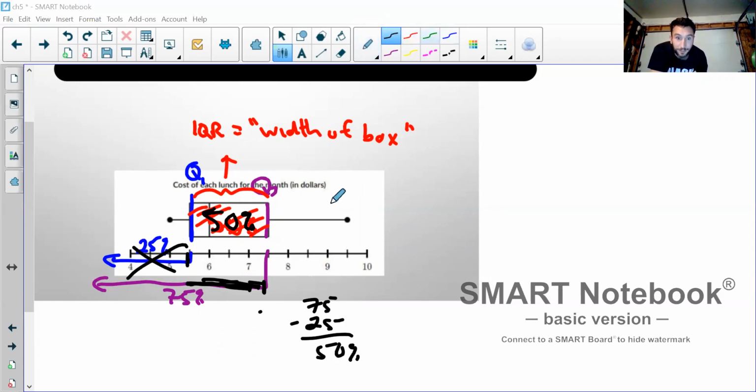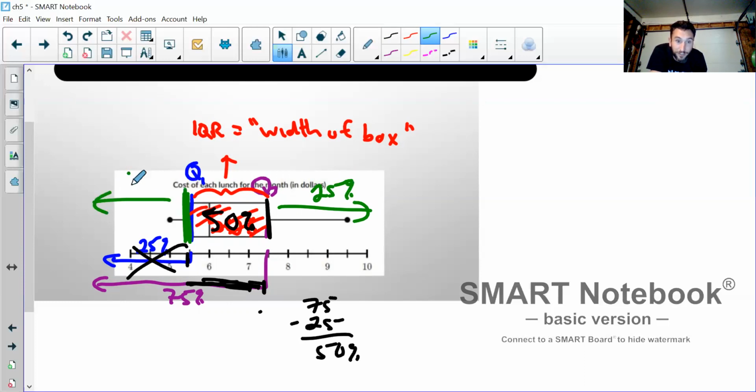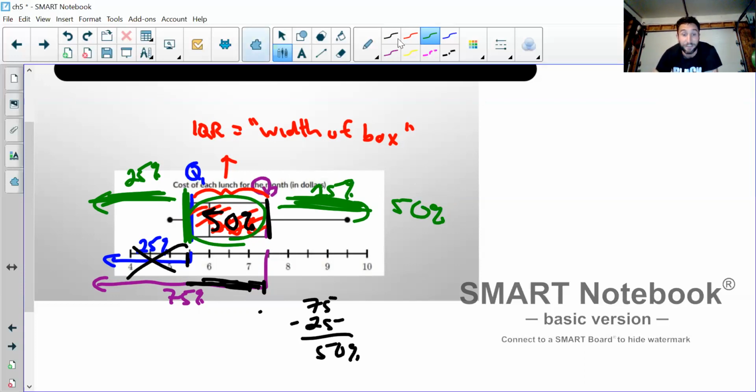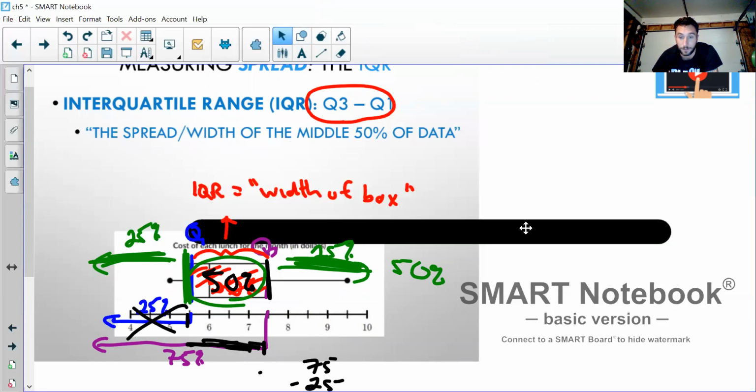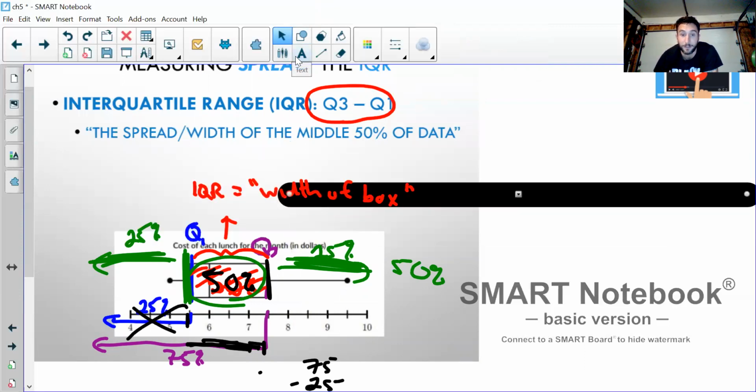Another way we might think about it, we know Q3 has 75% of the data to the left, which means it has 25% of the data above it. Q1, we already have mentioned, has 25% of the data below. So if you got 25 over here, 25 over here, that's 50% in green on the outsides, which leaves 50% in the middle. So a definition of IQR: the IQR is measuring the width of the middle 50% of our data. So it's measuring how much spread is in the middle 50% of our data.